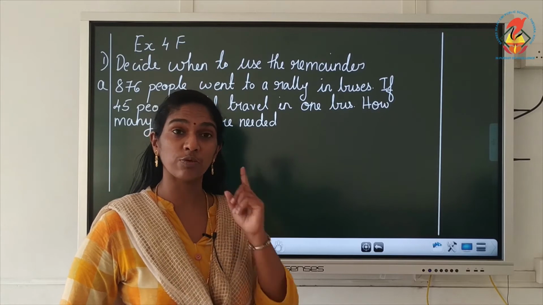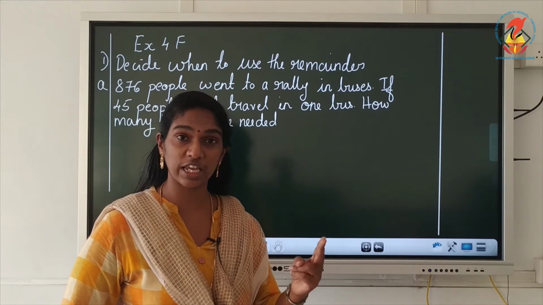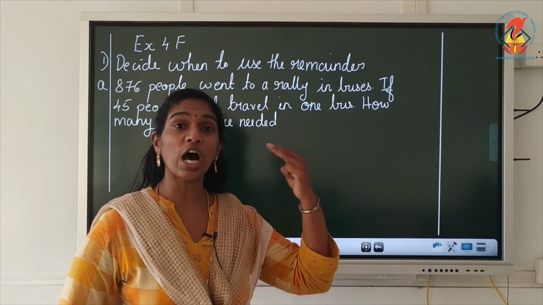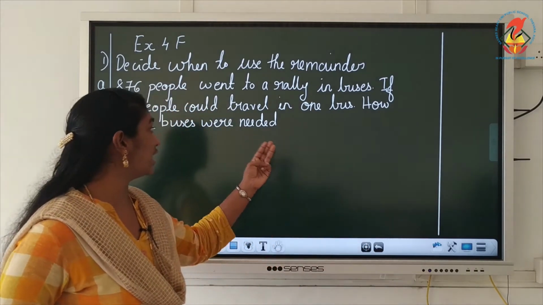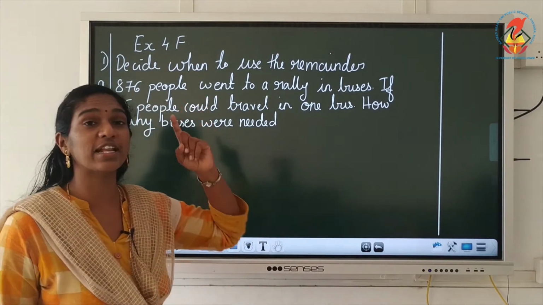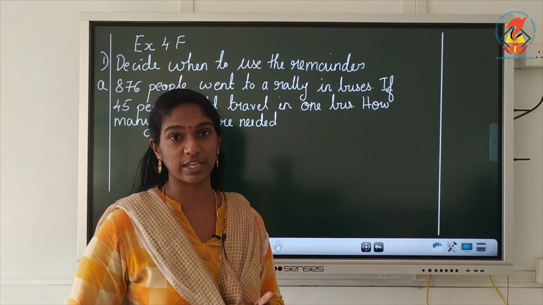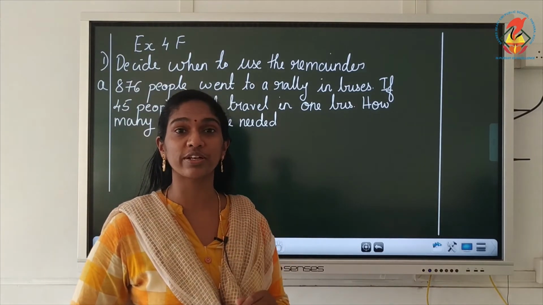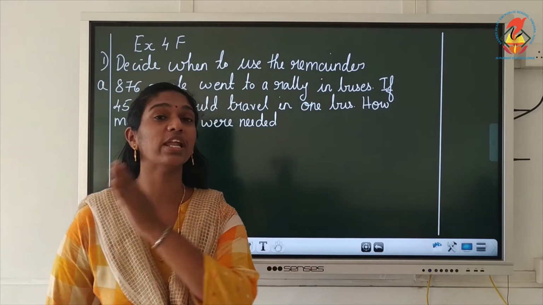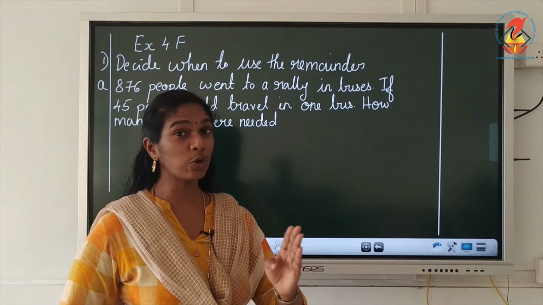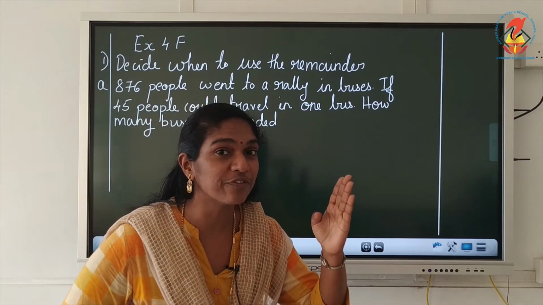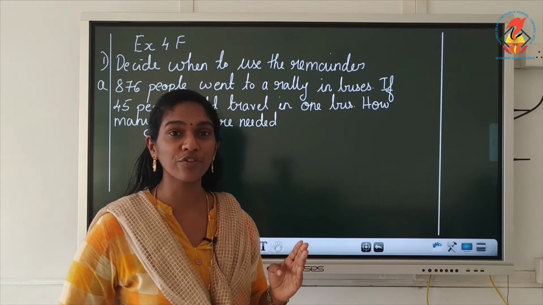How many people in one bus? 45. Second bus, again 45 people. Third bus, again 45 people. So they are asking you, how many buses do they need for that? How many buses are needed for all these 876 people to go for the rally? What operation will you all do here, children? I have told you, every bus is taking an equal number of people. Equal number. So what operation? Yes, you have to divide to get the number of buses.